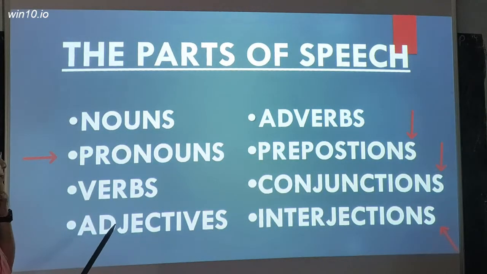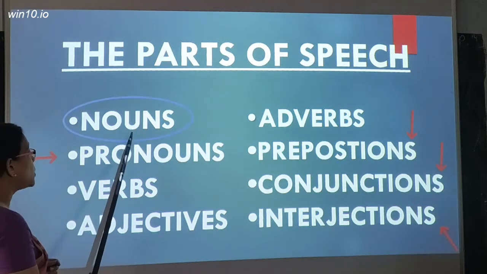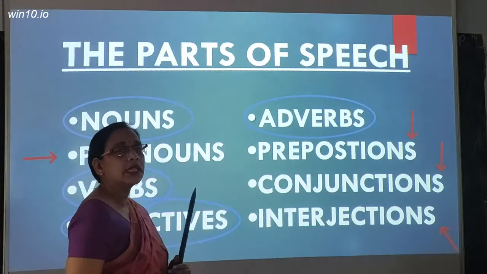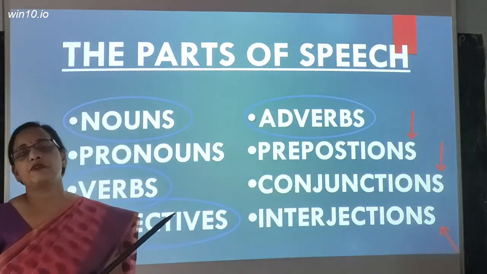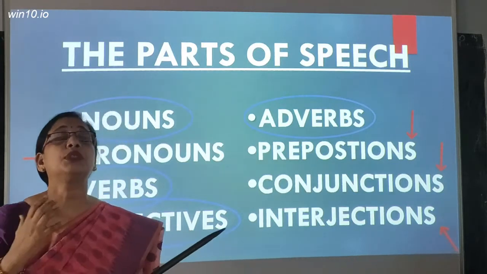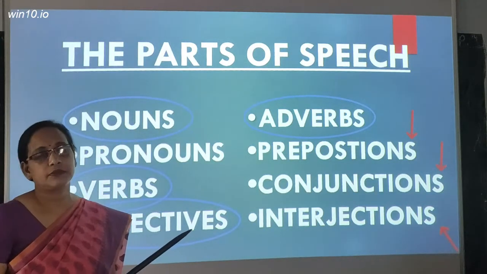We have unlimited parts of speech. These are nouns, verbs, adjectives, and adverbs. These are 4 parts of speech. Out of these parts of speech, we can make thousands of words.